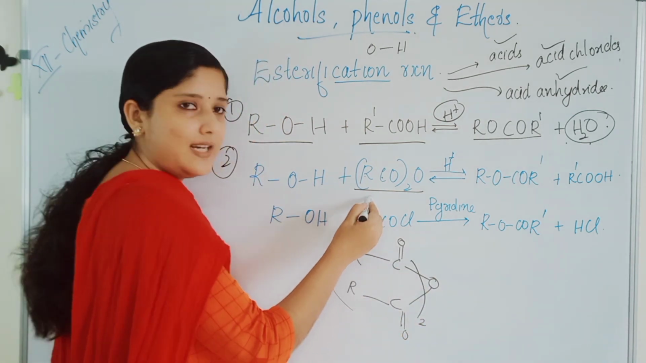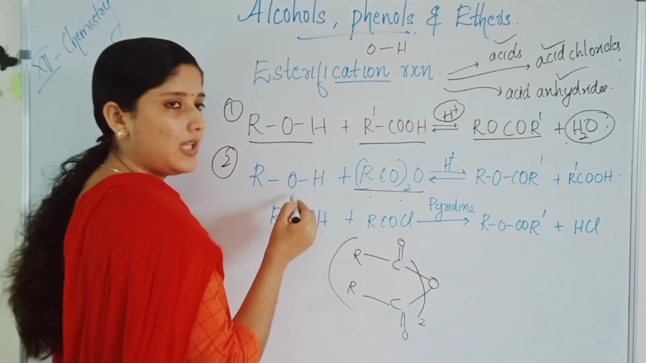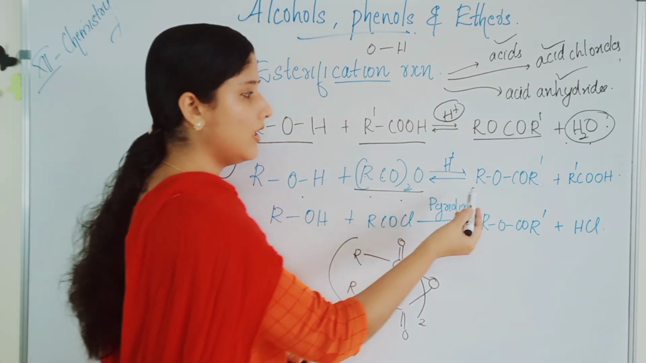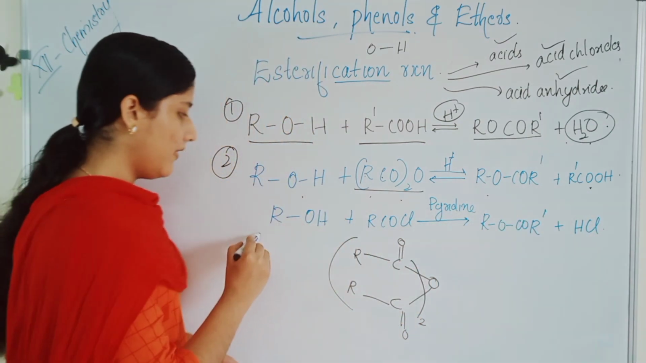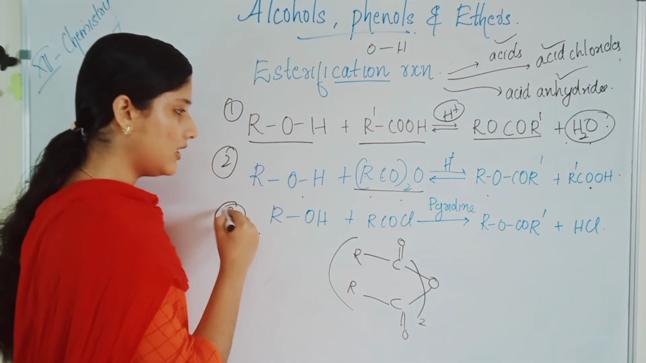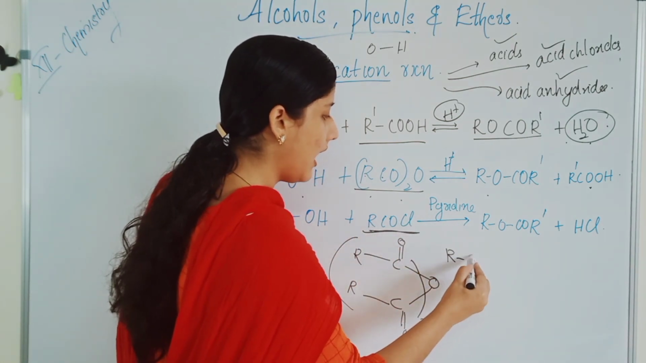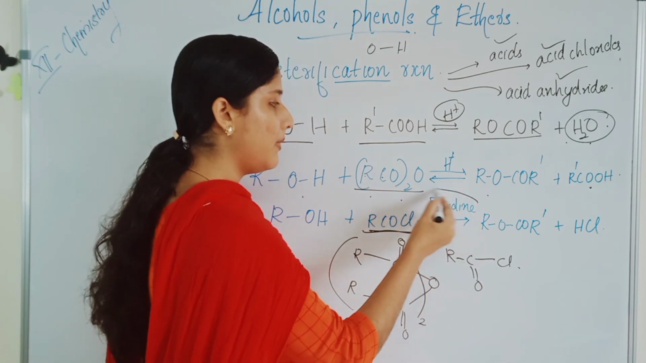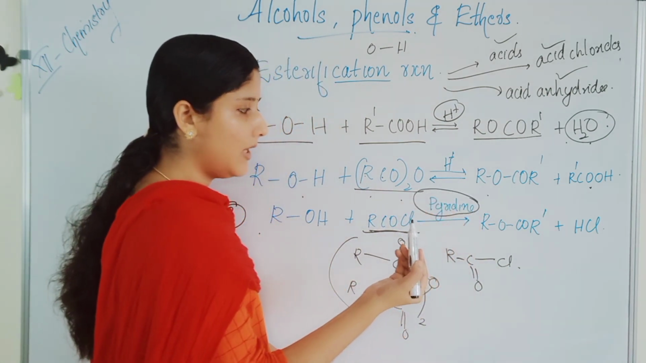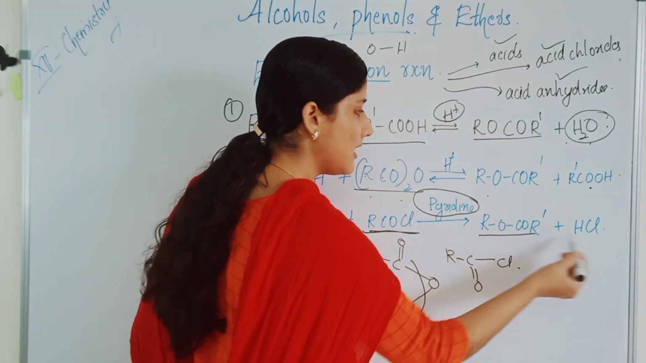This is acid anhydrides. Acid anhydrides react with alcohol to give you the corresponding ester plus acid. In a similar way, alcohols also react with acyl chlorides or acid chlorides, RCOCl, in the presence of a base, the base being pyridine, to give you ester plus HCl.